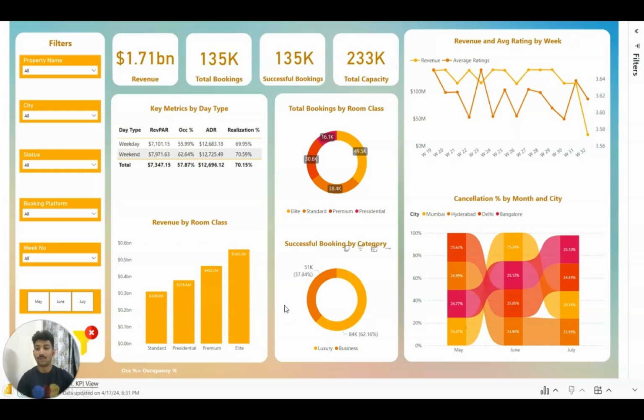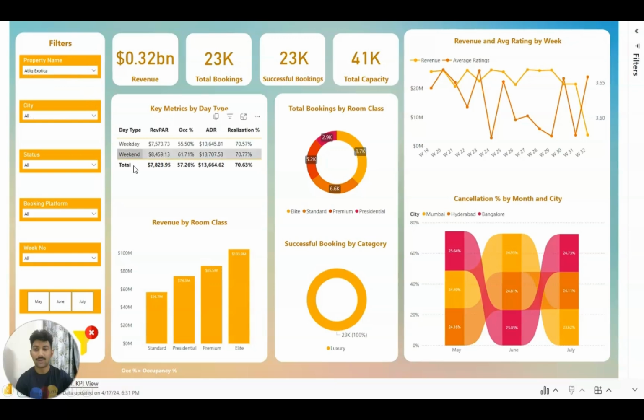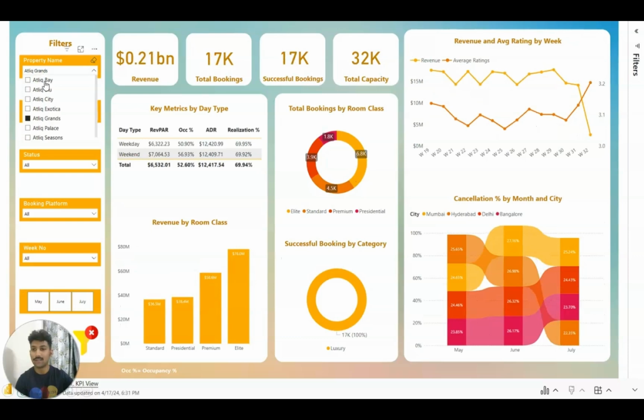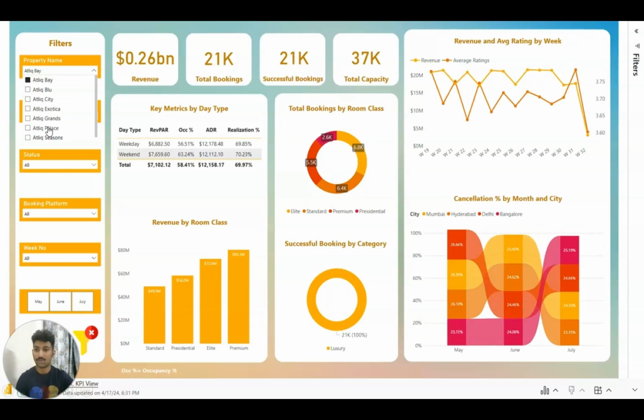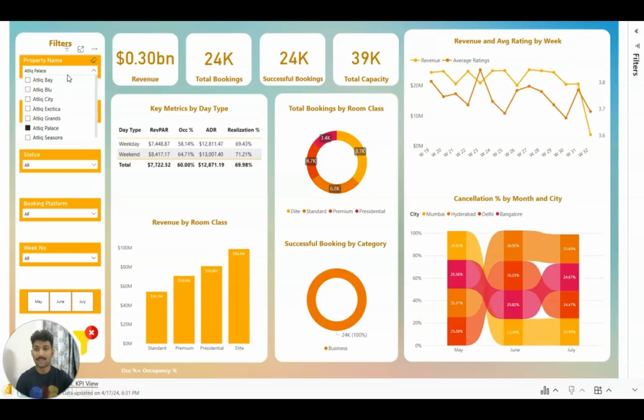If you select a property, let's say Atlic Exotica again, you can see Atlic Exotica is a luxury hotel. Then if we see Atlic Grands, Atlic Grands is also a luxury hotel. Blue is also a luxury hotel. Bay is also. Palace. Now Palace is a business hotel. So this means that Atlic Palace deals with business related meetings or business related events. That's a hotel which can hold these business class events.